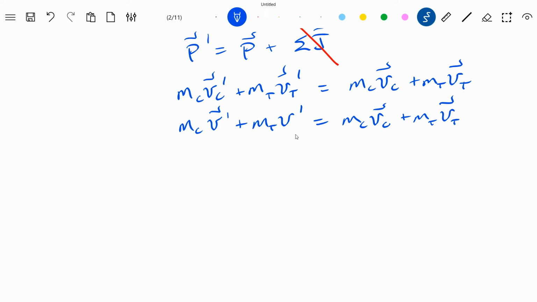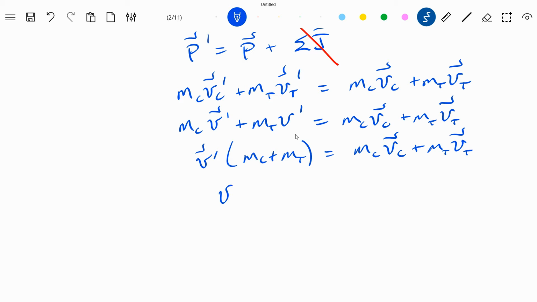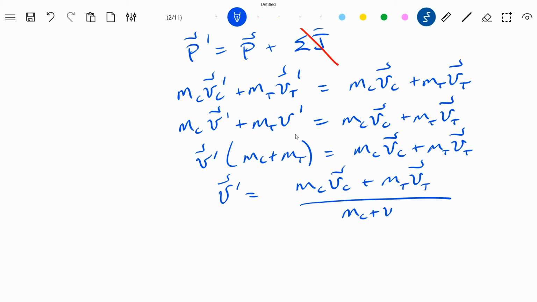Now, on the left side, I can factor out that velocity prime: mass of car plus mass of truck, and that's equal to, I didn't change anything on the right side, mass of car times velocity of car, plus mass of truck times velocity of truck. So I can solve for velocity prime of both vehicles as being the right side, mass of car times velocity of car, plus mass of truck times velocity of truck, all of which is over mass of car plus mass of truck. There we go. Trying to go fast on this one here.